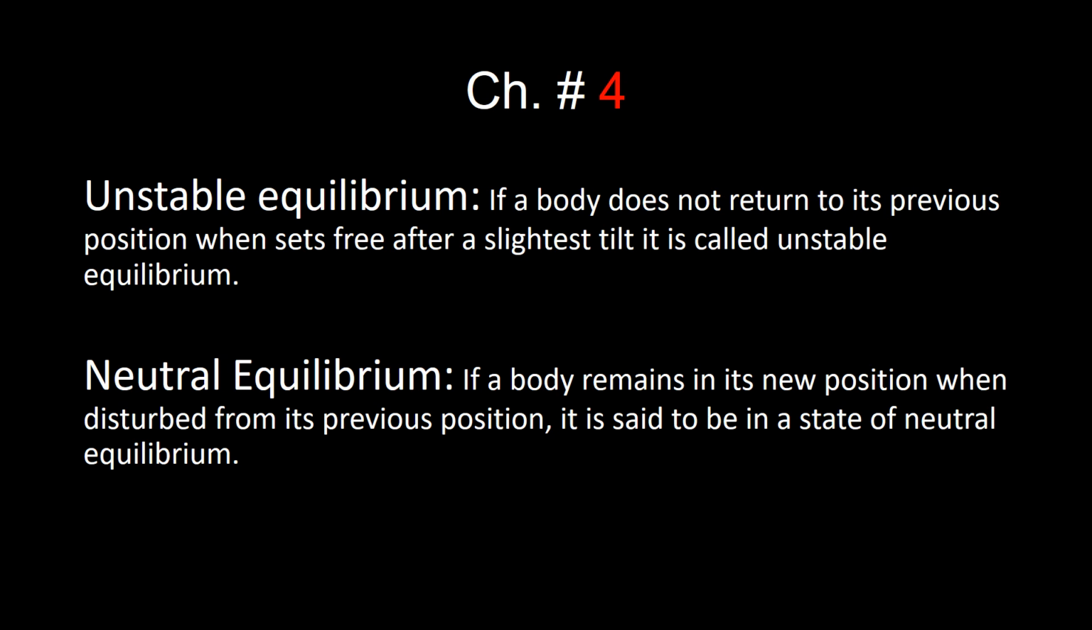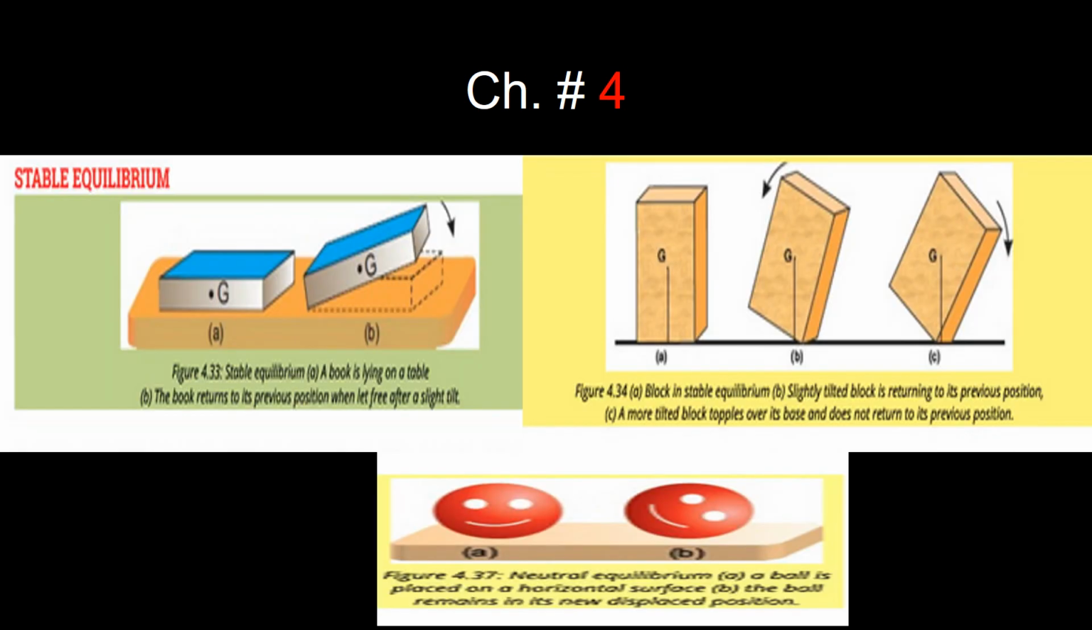There are various objects which have neutral equilibrium, such as a ball, a sphere, a roller, a pencil lying horizontally on the surface, an egg lying horizontally on a flat surface. These are all examples of neutral equilibrium. And now at the end I will define neutral equilibrium. If a body remains in its new position when disturbed from its previous position, it is said to be in a state of neutral equilibrium. And I have given these diagrams as well to explain stable equilibrium, unstable equilibrium, and, with the example of balls, neutral equilibrium.